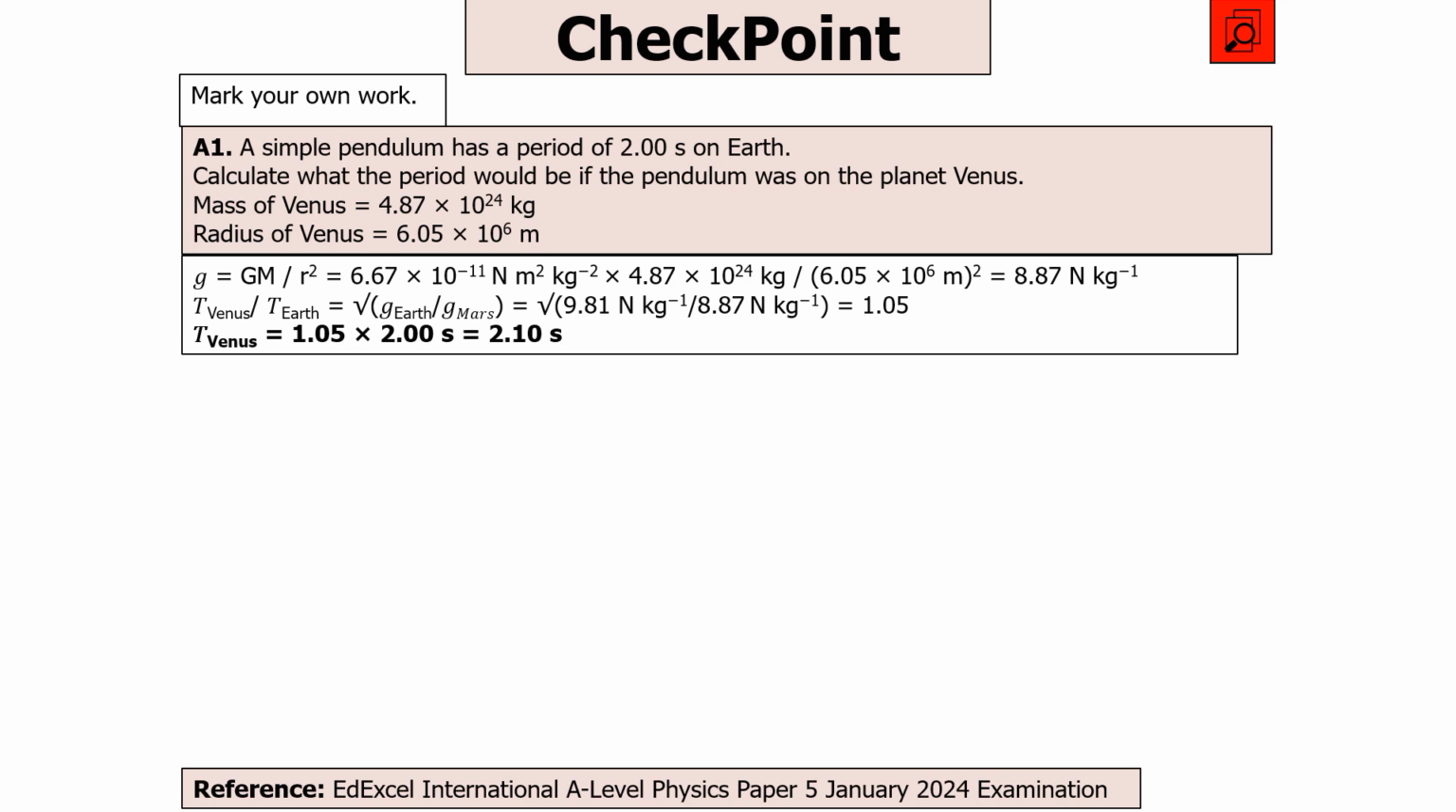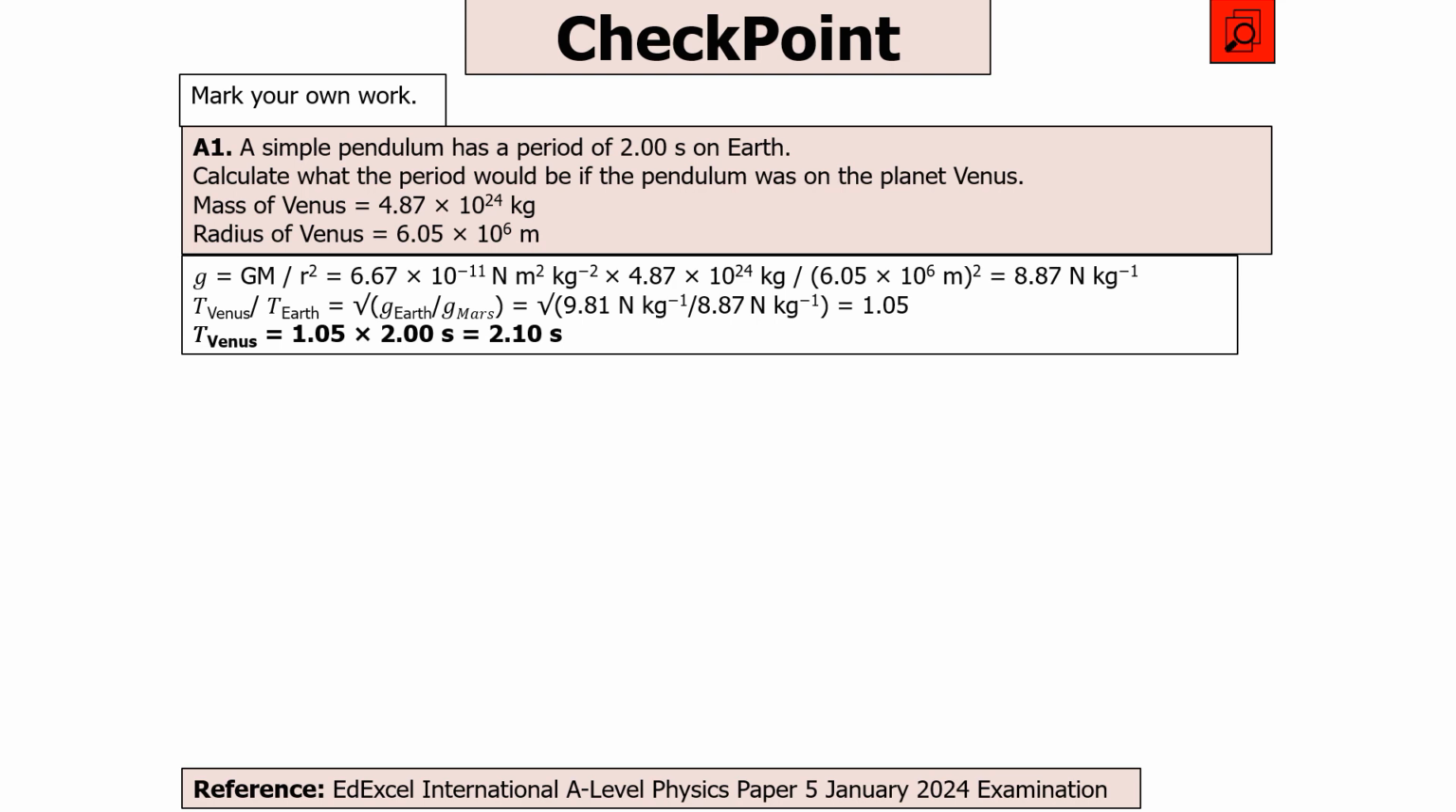Now we can say that if T equals 2π times the square root of L over g, that T is directly proportional to the square root of 1 over g. So therefore we can ratio this and say T Venus over T Earth is equal to the square root of g Earth over g Venus.